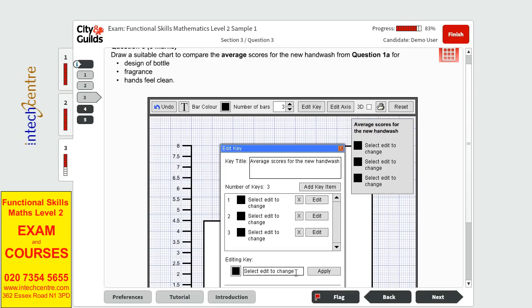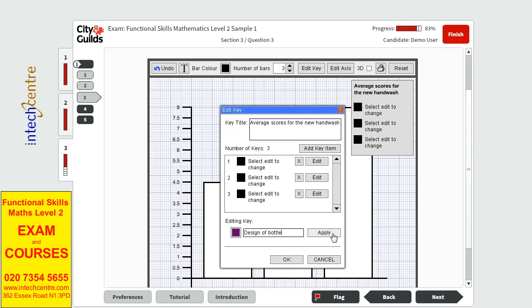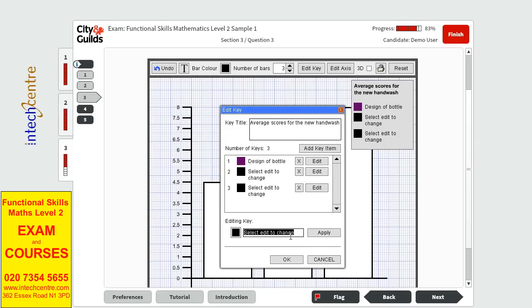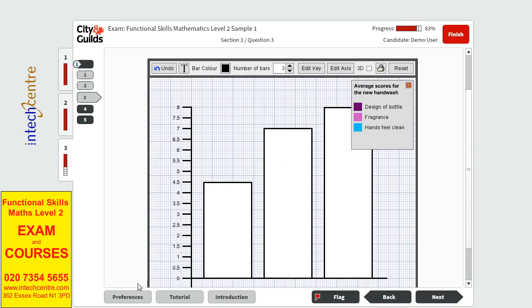We'll click on edit to write here design of bottle, and we can also change the color. We can put it purple, and then for the next one we have fragrance. Okay, and we can also change the color for this one, and for the last one we will put hands feel clean, and we'll also change the color maybe to blue. We apply, we click OK.